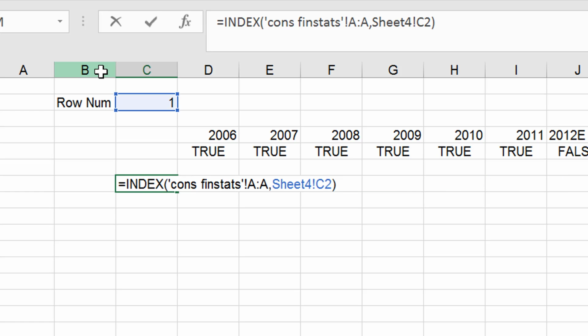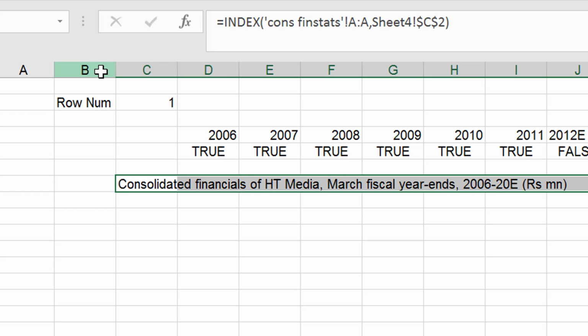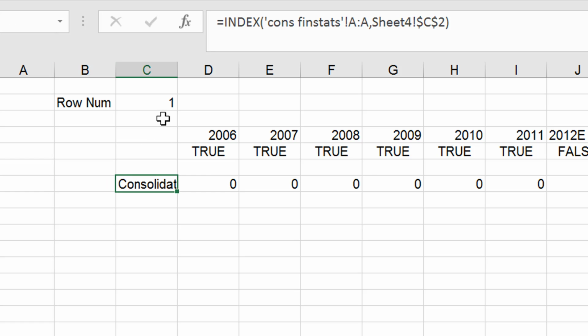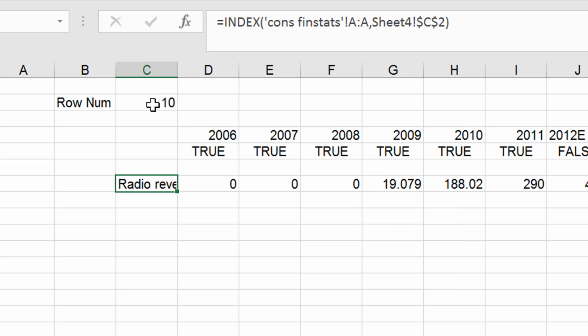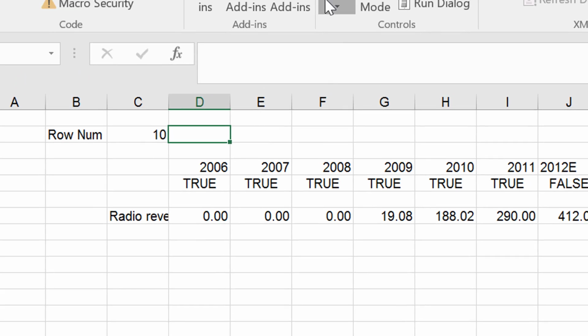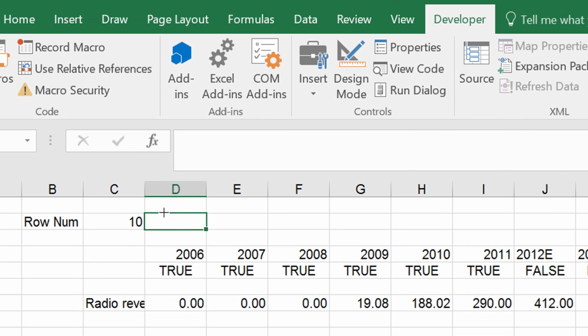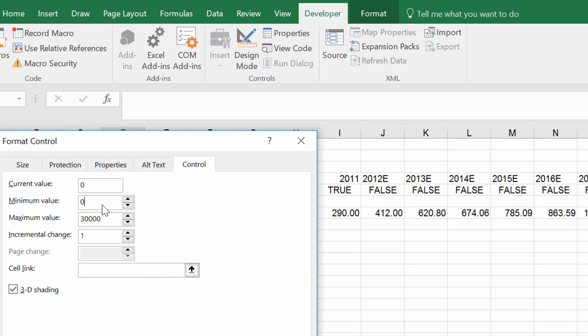And then once you have that, F4 the thing, and let's put row number 10 or something, and then we have radio revenues, and we can get all the revenues. Now the very next thing perhaps to do is go to the developer tab, insert a little spinner box right next to that and just say, okay, well, let's make that go from about row 4 or something, I don't even know, to maybe row 300, I can't remember it.